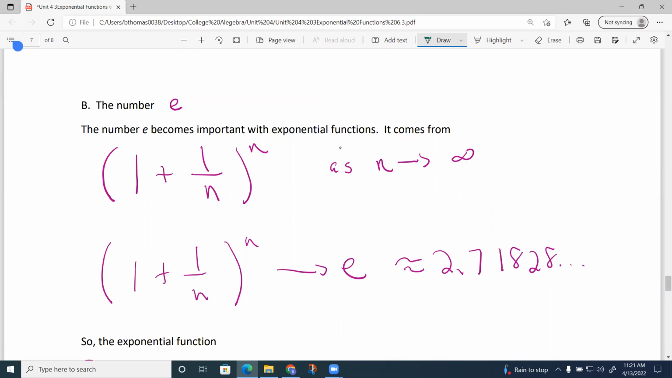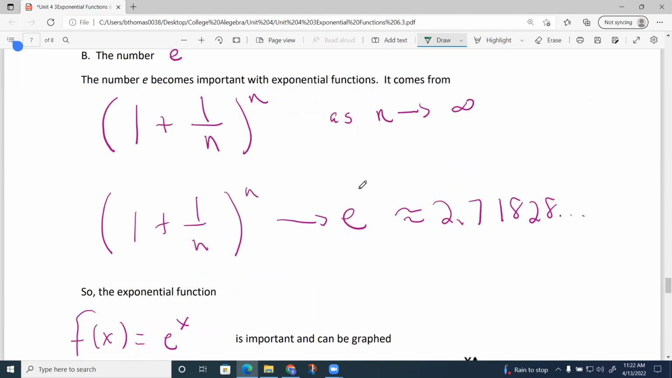So when I put values in for n, the answer of this expression gets closer and closer to this number, 2.71828, and then it keeps going on just like pi does. So there's not an exact value for e. There's only an approximate value for e. Therefore, we just use the letter e to replace that instead of trying to write that big old long number. So it's just a special number, and it's used in a lot of applications involving exponentials.